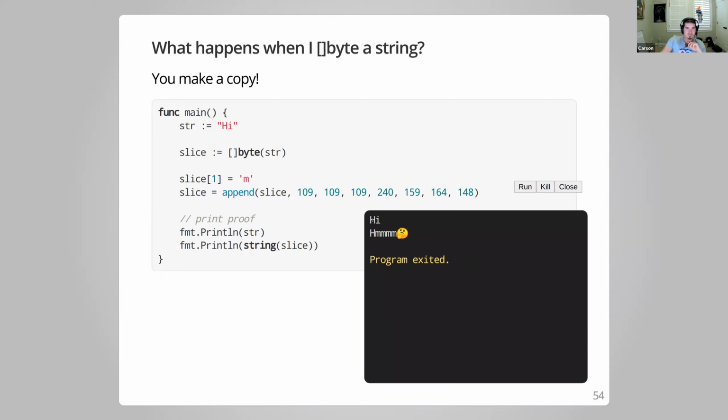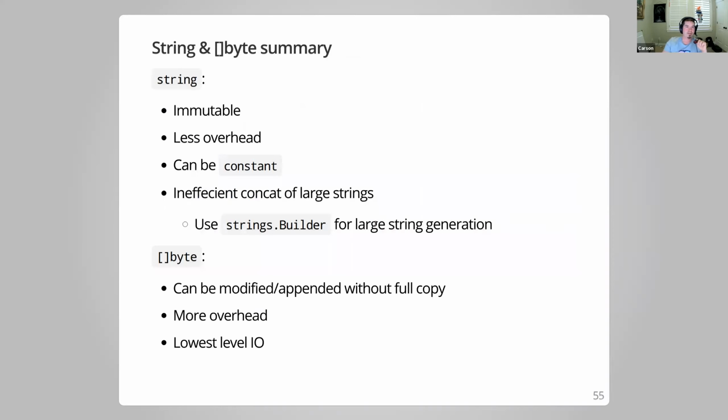So you can see that even though I messed with my copy and even put an emoji in there, and I'll show you how that got there, I didn't actually change my strings. Strings really are immutable, even if you try to mess with them using type manipulations. So to summarize, strings are immutable, they have less overhead. They can be constant, which is a big difference. Byte slices of any kind can't be constant. They have to be variable.